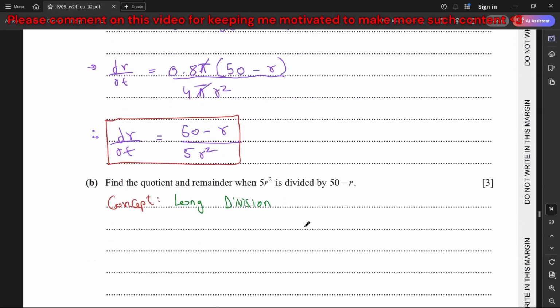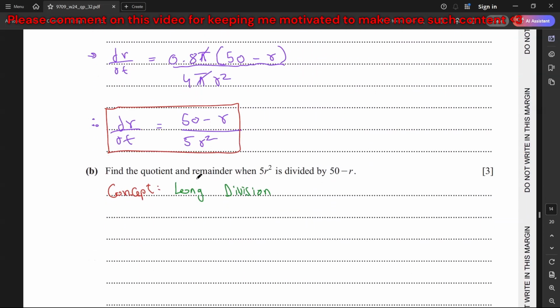Now for part B, it is asking us to find the quotient and the remainder when 5r square is divided by 50 minus r. So we have 5r square, which we have to divide by 50 minus r. I'll need to find the quotient and the remainder. What do I need to multiply my 50 with to get 5r square? I basically need to multiply this with r by 10, right? So r by 10, if I multiply with 50, I'll be getting 5r square.